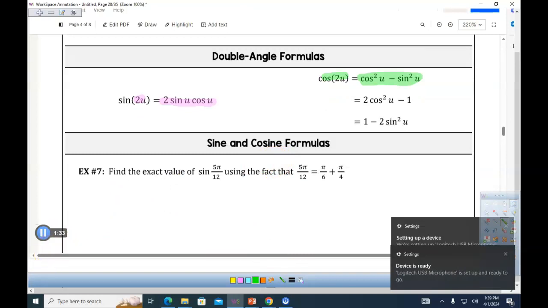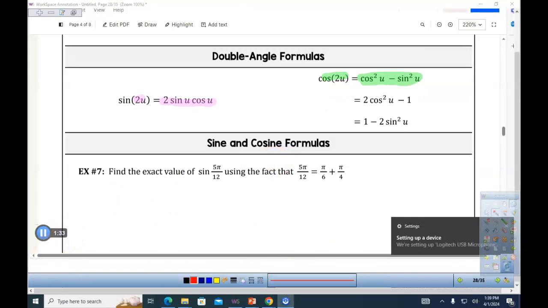All right, in example 7, we have to find this thing. And we don't have 5 pi over 12 on our unit circle. But we do have pi over 6 and pi over 4. When you add them together, you get 5 pi over 12. So I'm going to use my formula from before. Instead of doing sine of 5 pi over 12, I'm going to do sine of pi over 6 plus pi over 4 because they're the same thing.